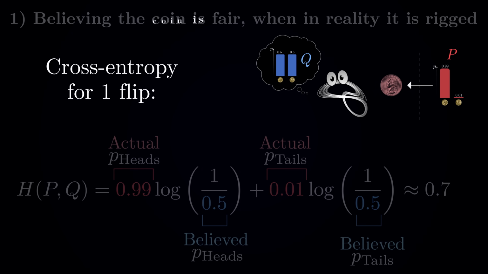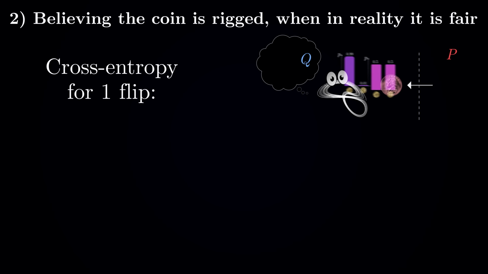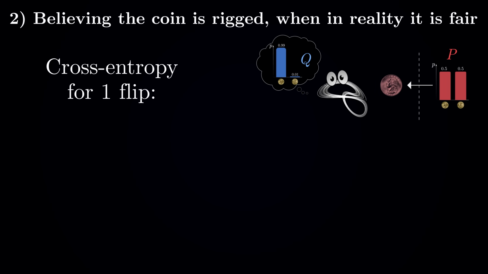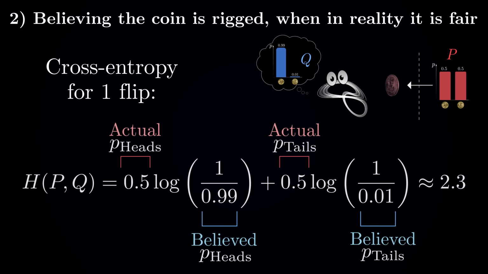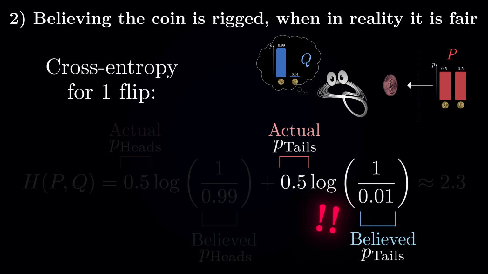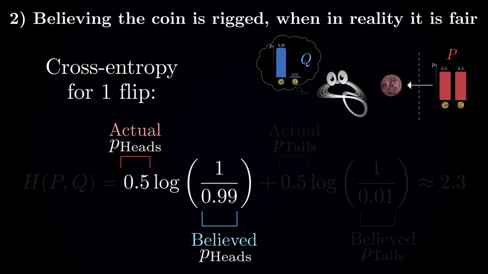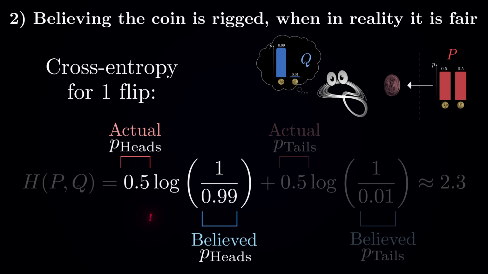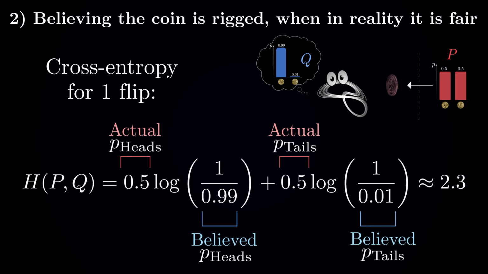Now let's reverse the scenario. What if you believe a coin is rigged when it is actually fair? Computing the cross-entropy gives us 2.3. This value is much larger than the other way around. This is because half the time, when you see tails, you will be extremely surprised as your model predicted this was very unlikely. The other half of the time, when you see heads, you'll have a very low surprise. But the extreme surprise from tails dominates, leading to a high average surprise measured by the cross-entropy.